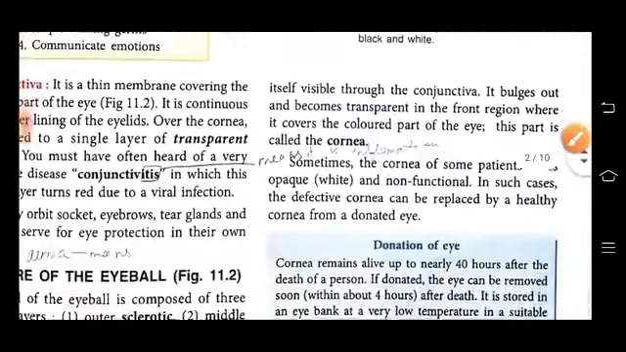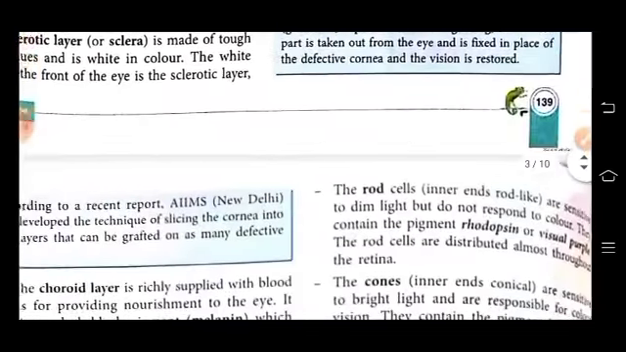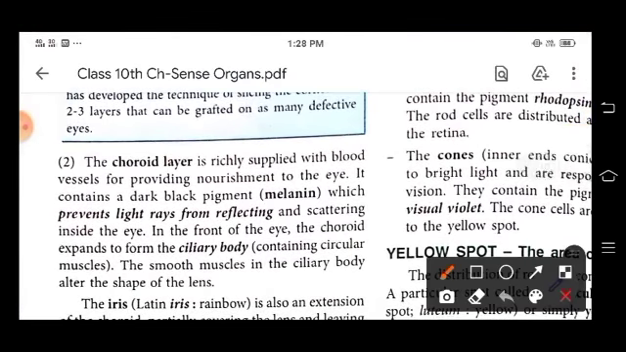Next is the choroid layer. Now this choroid layer is supplied with blood vessels for providing nourishment to the eye. It contains a dark pigment known as melanin, which prevents the light rays from reflecting and scattering inside the eye.